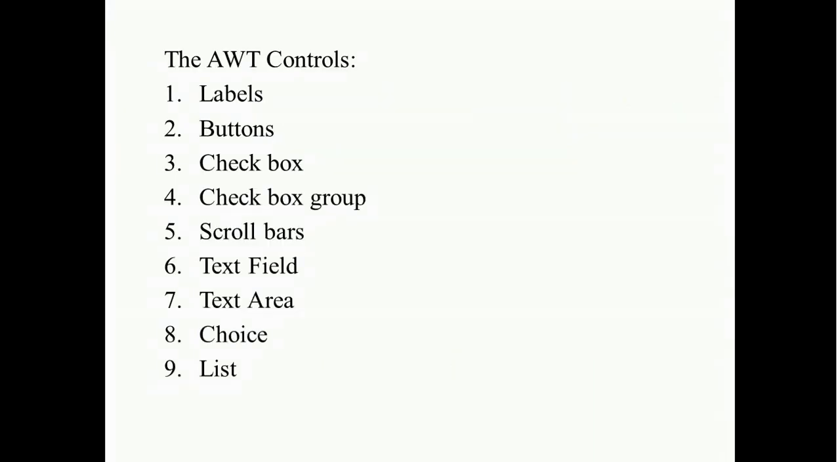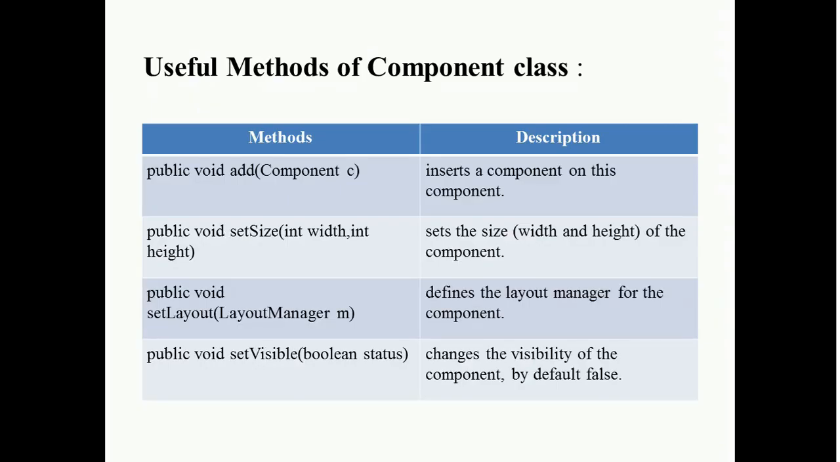In the last 3 lectures, we saw the AWT controls. In that we saw first label, second button, third checkbox, fourth checkbox group, fifth scroll bar, sixth text field, 7 text area, 8 choice, 9 list. Now see the useful methods of the component class.